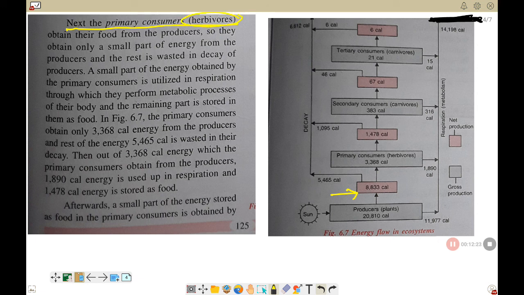Herbivorous means plant-eating animals. They eat only plants and obtain their food from the producers, so they obtain only a small part of the energy from the producers, and the rest is wasted in the decay of the producers. A small part of the energy obtained by the primary consumer is utilized in respiration. Primary consumers are herbivorous, plant-eating animals. They eat only a portion, whereas the rest is wasted in the decay of the producers. Are you getting my point?